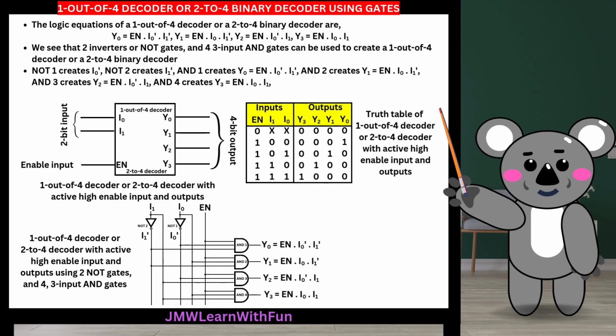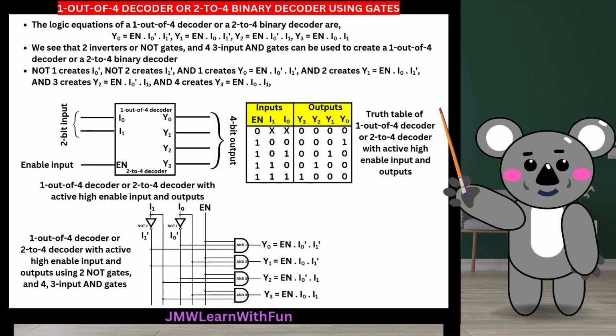The logic equations of a 1 out of 4 decoder, or a 2 to 4 binary decoder, are: y0 equal to en and I0 bar and I1 bar, y1 equal to en and I0 and I1 bar, y2 equal to en and I0 bar and I1, y3 equal to en and I0 and I1.